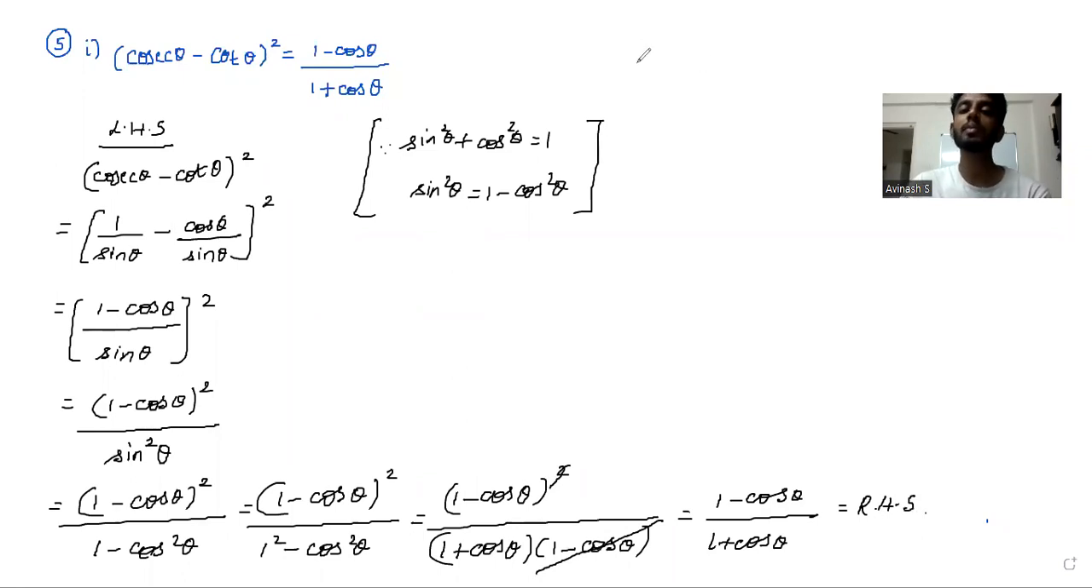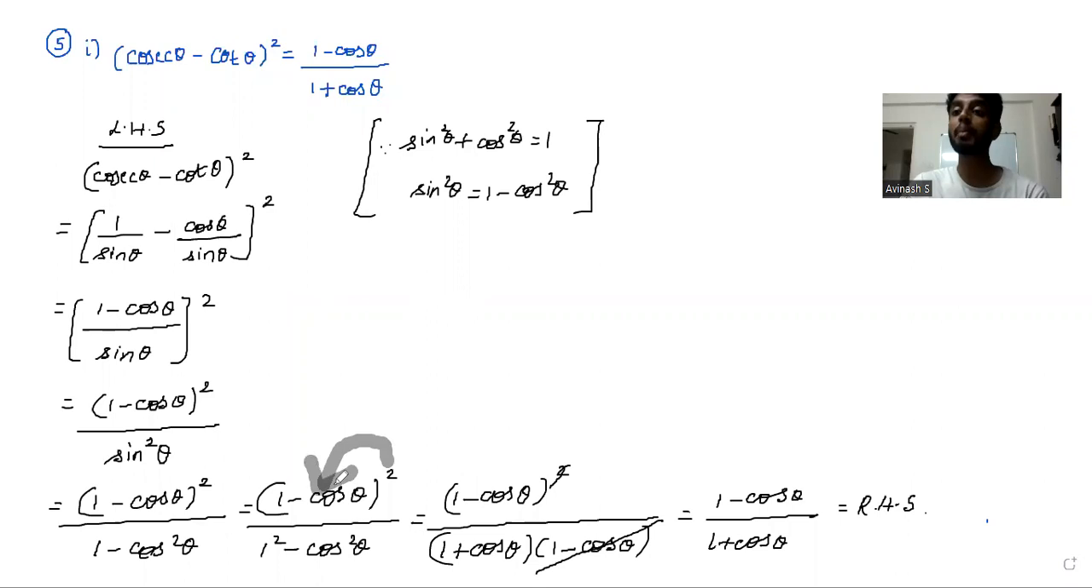So two things that we should be very careful about here are, one, why am I converting the cosec and cot theta in terms of sine and cos? Because in the right hand side, we are expected to bring cos theta. That's why we are converting. And second one is why we are not taking this whole square inside.